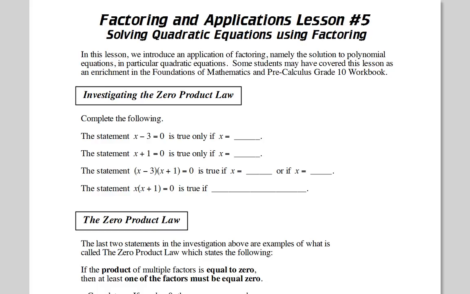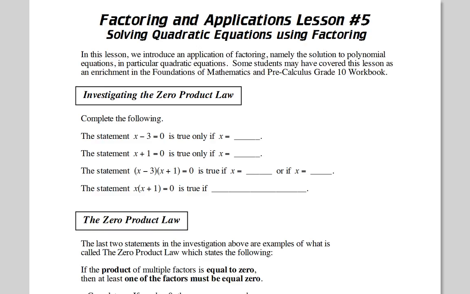Okay, so for lesson 5, like I mentioned before, it's a culmination point of why we factor. It's for solving equations, for the most part second degree equations. And we're going to use this thing called the zero product law. This may seem very simple at first, but it's important.